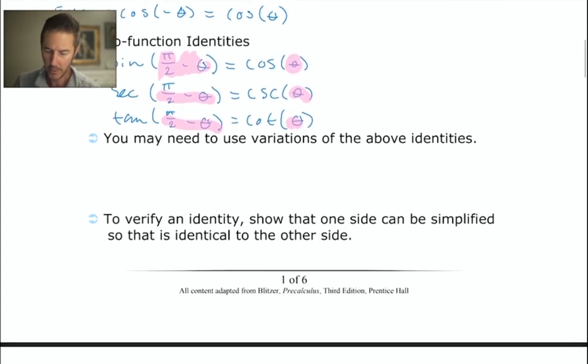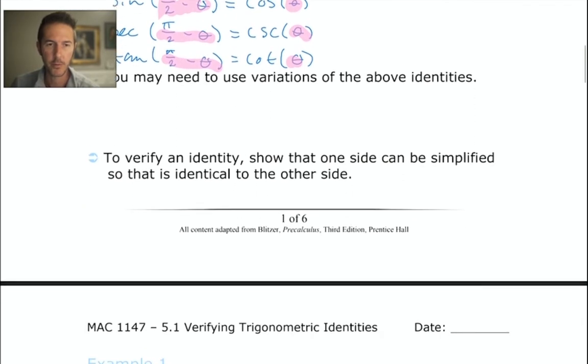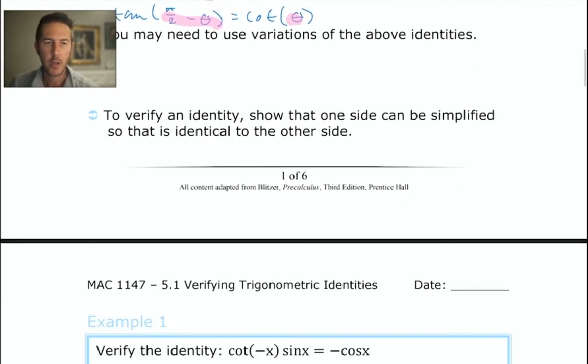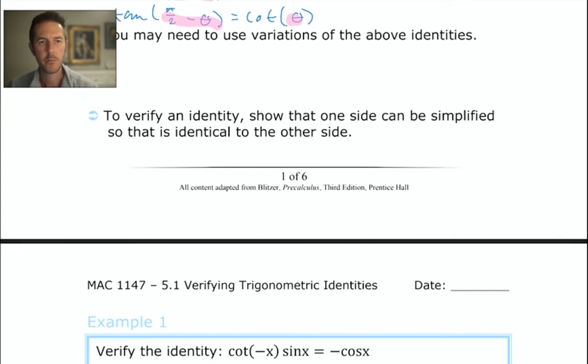You might need to use variations of the above identities. Indeed, I've mentioned some of them without writing them out. So either write them out or go back into your notes and rediscover them where you wrote them down for the first time.